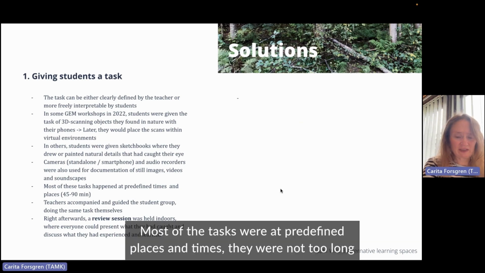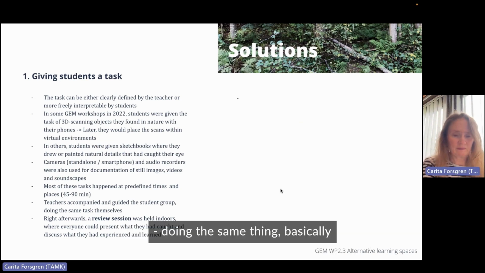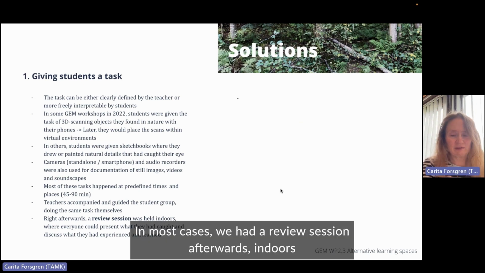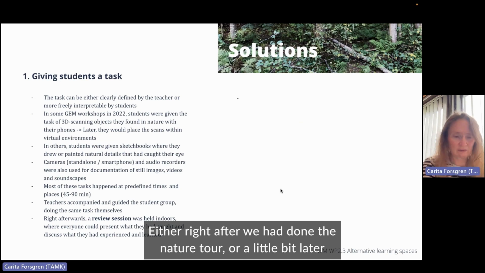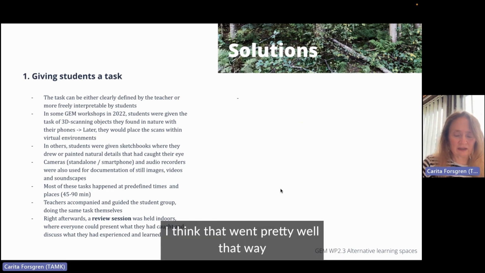Okay, so most of the tasks were at predefined places and times, so they were not too long. And we had some breaks in between. And there was always a teacher who was with the student group and doing the same thing, basically. In most of these cases, we had a review session or some other session afterwards, indoors, either right after we had done the nature tour, or a little bit later. I think that went pretty well that way.